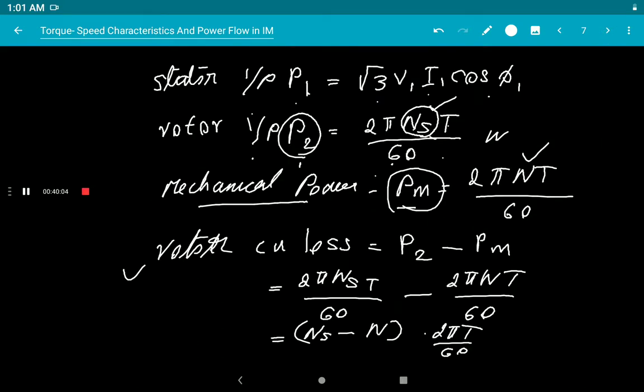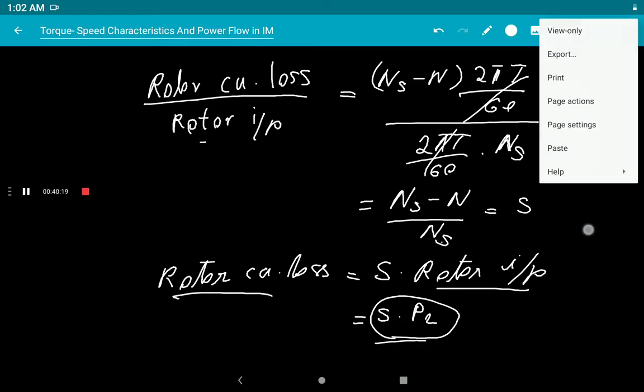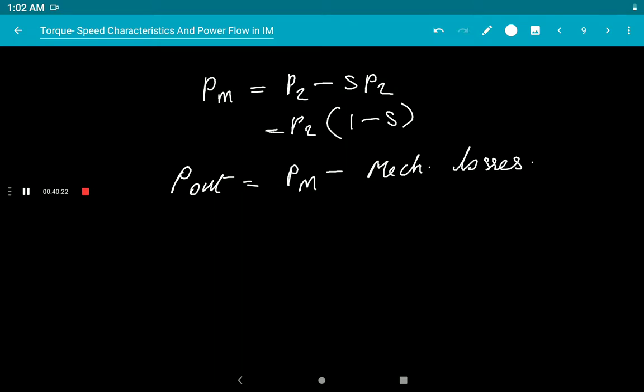So substitute these two equations here, then you will get Ns minus N by Ns for rotor copper loss by rotor input. So you can relate rotor copper loss with rotor input as S times P2. Then the next stage is the mechanical power developed on the shaft, that is rotor input minus the copper loss, S P2. So P2 into 1 minus S.